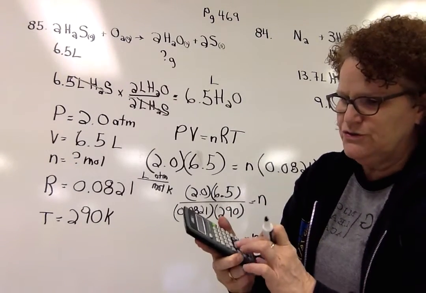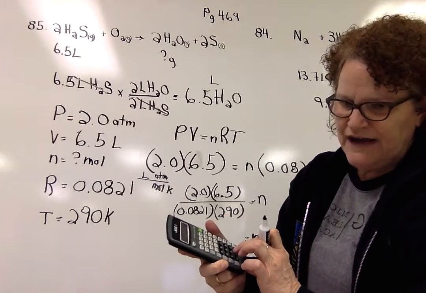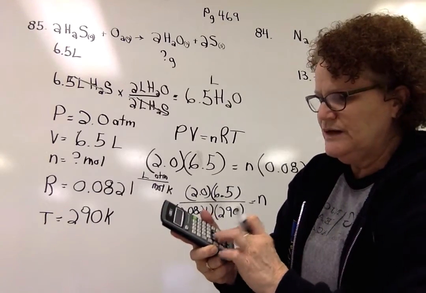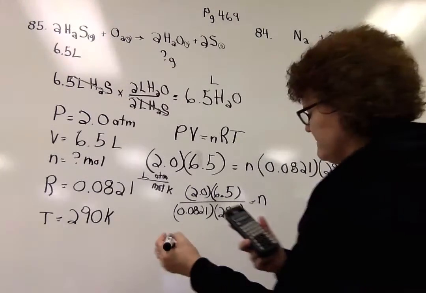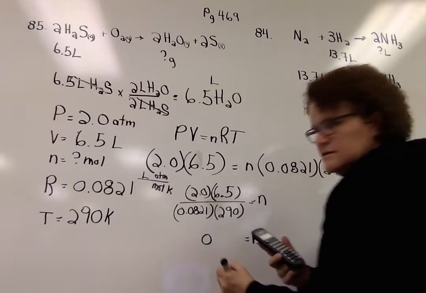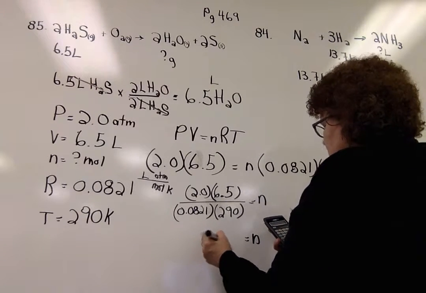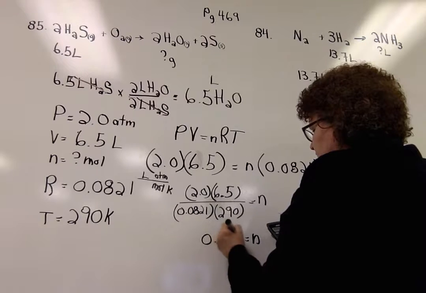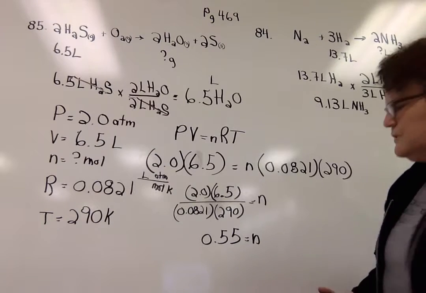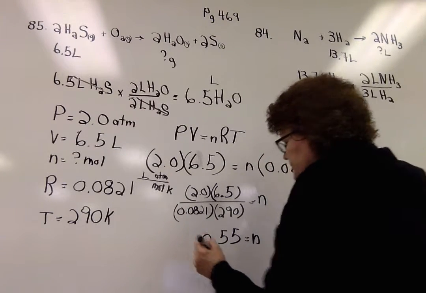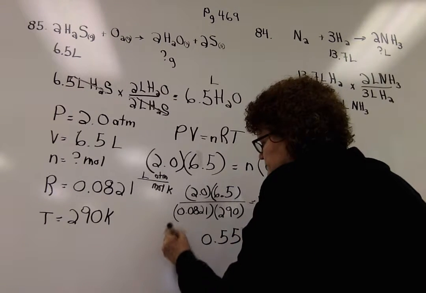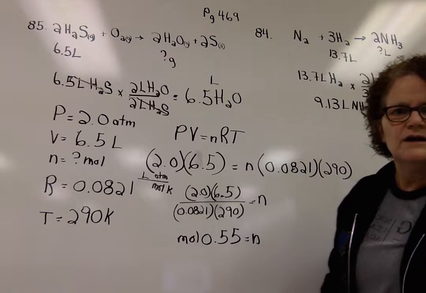So what do we have here? 2 times 6.5 divided by 0.0821 divided by 290. All right, so the answer is 0.555. 0.55 is what we're getting for the value of N, and that's moles. All right, and now what can we do with that information?